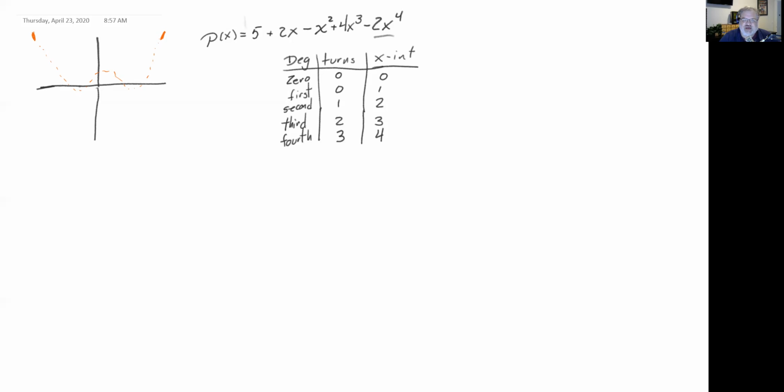But what's going to change that in this particular example? That negative. Just like the negative on the x squared made us face downward instead of upward, that negative is going to take our normally upward-opening fourth degree and instead have it open downward. Seem reasonable?